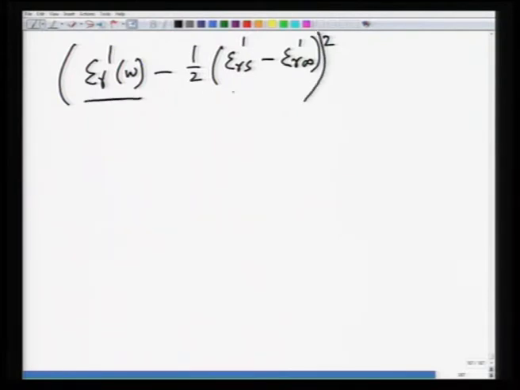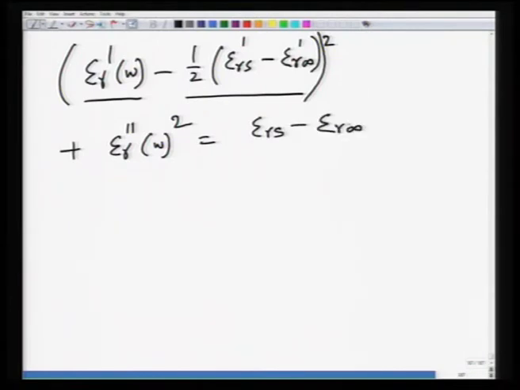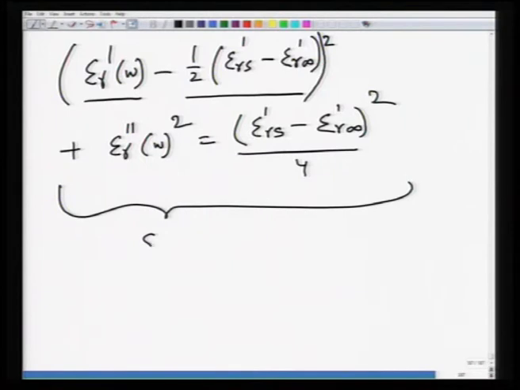So, x minus r squared plus y squared, epsilon r double prime of omega squared, is equal to r squared, which is epsilon r s minus epsilon r infinity squared divided by 4. So, this is your semicircle equation.